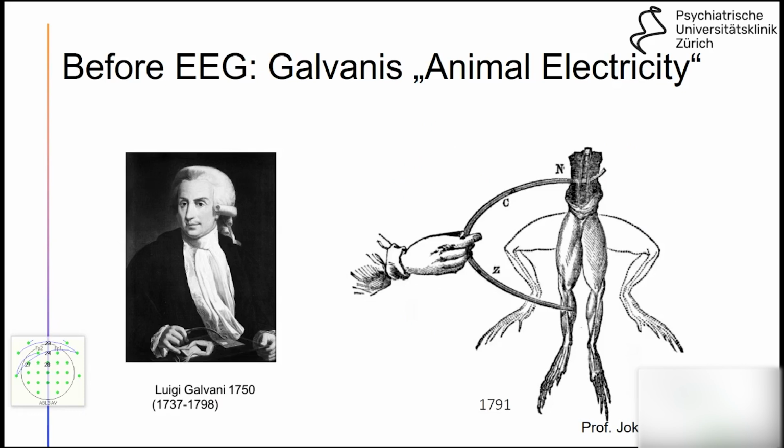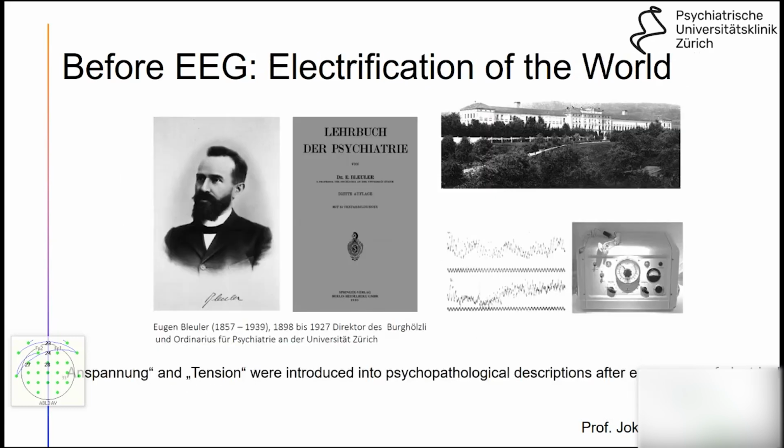This was done by the example of the frog. If you applied some electric currents to the frog muscles, then the muscles moved. And this was the first proof that the nervous system of animals and maybe also of humans works with electricity. There were many, many steps in between, but in the end, it led up to the EEG, as you will see.